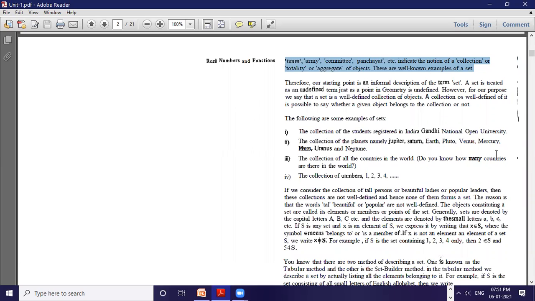Now, therefore, our starting point is an informal description of the term set. So a set is treated as an undefined term, just as a point in geometry is undefined. However, for our purpose, we say that a set is a well-defined collection of objects. A well-defined collection means it is possible to say whether a given object belongs to the collection or not.